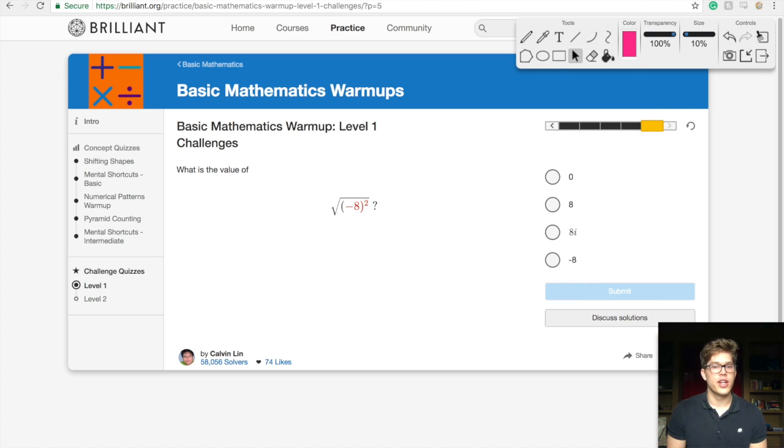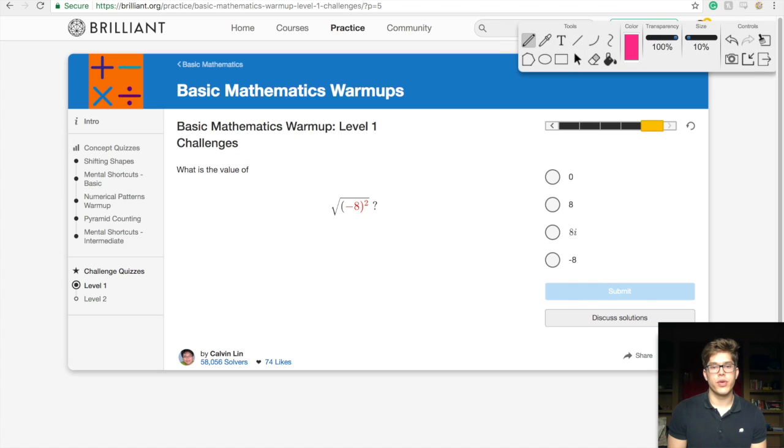That's not good. So what do we have here? We have the square root of negative 8 squared. So let's take a moment. Let's remember our order of operations. We have this PEMDAS numeric: Please Excuse My Dear Aunt Sally.